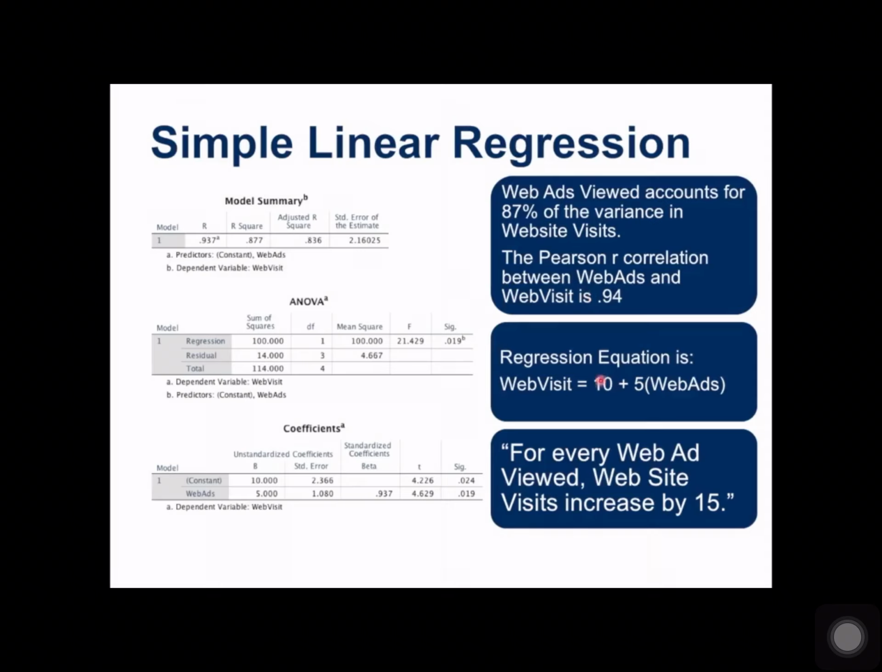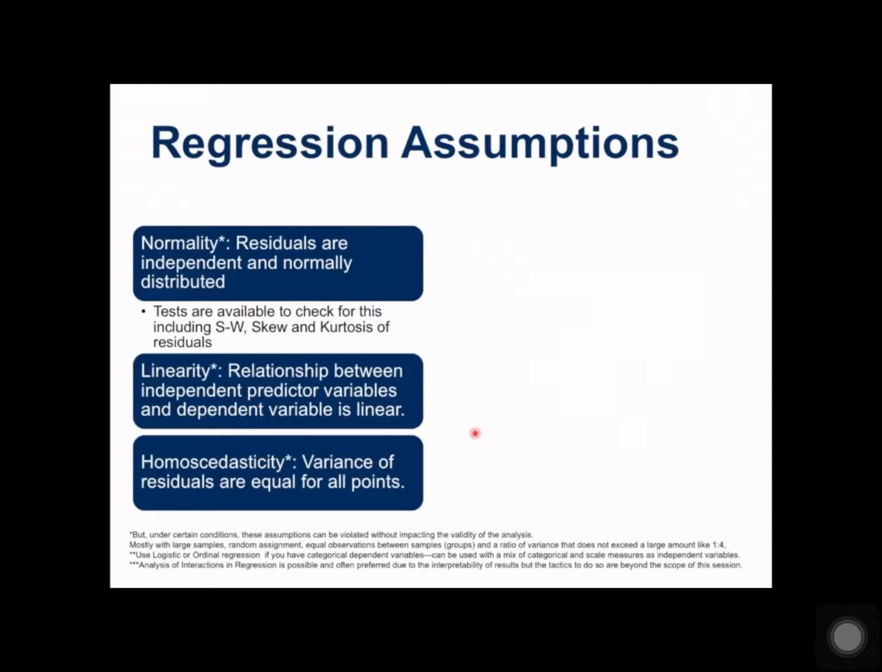The regression equation is written this way. Website visits, this is our intercept, B0. That's coming from here on the coefficient. That's called a constant. Plus 5, this is our coefficient for our predictor variable, web ads. And then we know that the independent variable was the viewing of those web ads. So that's how you'd actually write it. And the interpretation: for every web ad viewed, website visits increase by 15. That'd just be putting in a value of 1 here, just for an interpretation that a manager might understand.